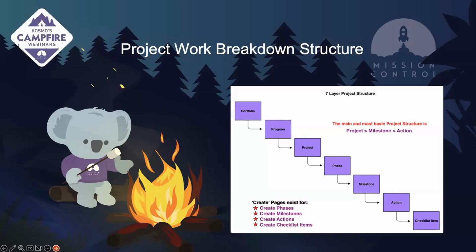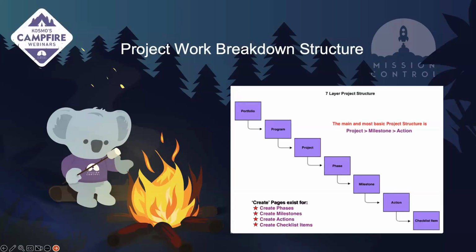Just so you're aware, within Mission Control, there's 7 layers for our project structures. We have portfolios being the first at the big level, and then our programs, our projects, our phases, our milestones, our actions, and our checklist items. Obviously, the most basic project structure is just a project, milestone, and action, which holds a master detail relationship within these 3 objects. If you're trying to edit the project start and end date, you have to edit that on the child object, which is the action.